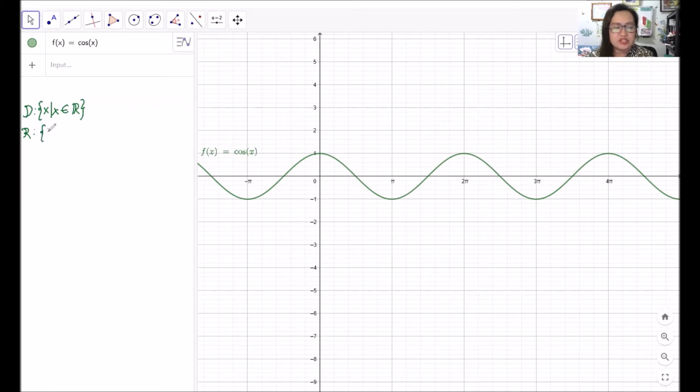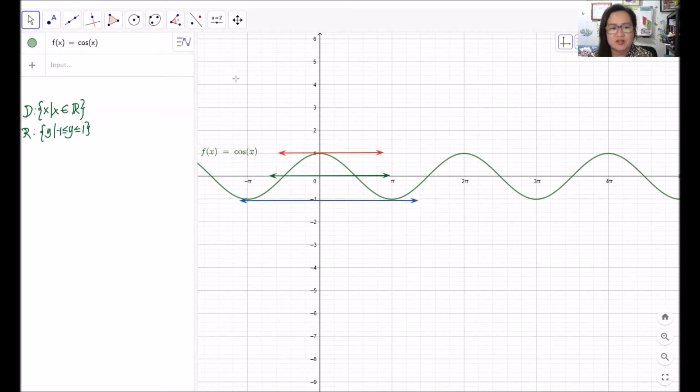So that means the range is the set of all y such that y is greater than or equal to -1, but less than or equal to +1. Now, to determine the amplitude of the cosine function, we have here the midline. Then we get the maximum value. Okay, the maximum value occurs at this point, and this line contains the maximum value. Now, below we can find the minimum values.